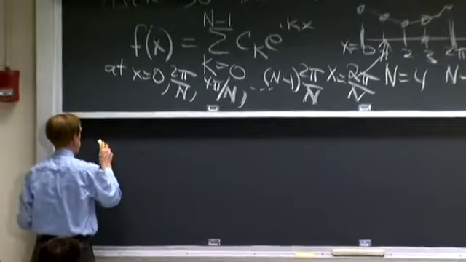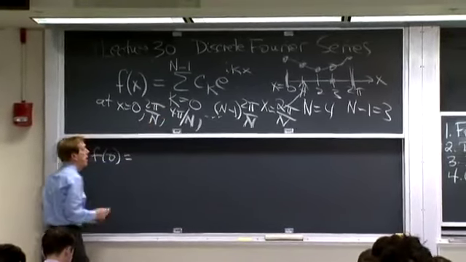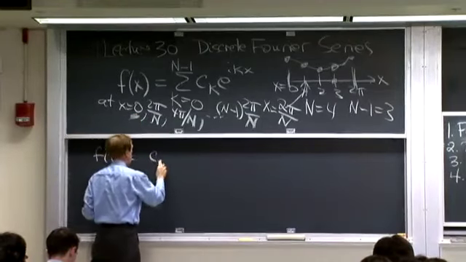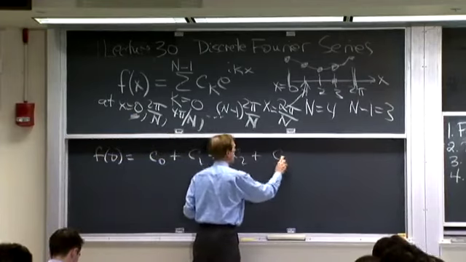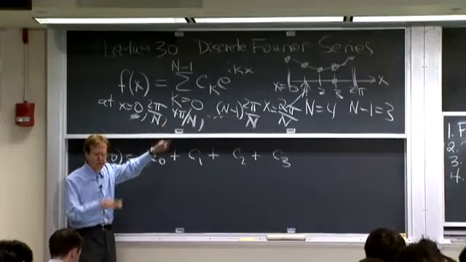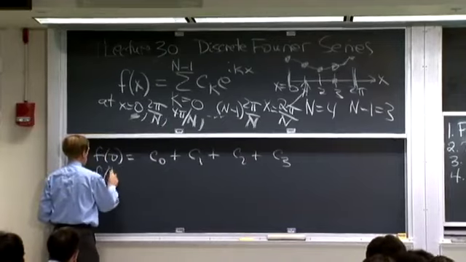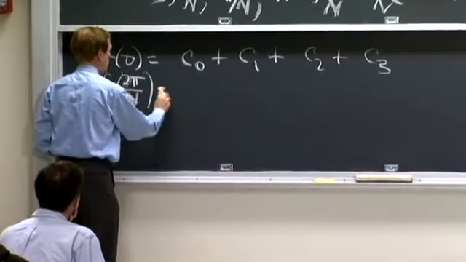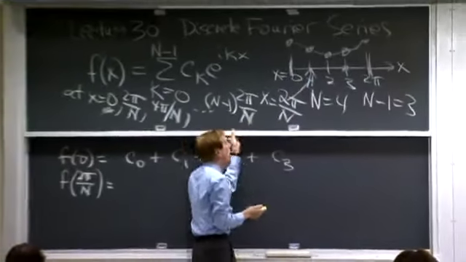Writing out all 4 equations, f at 0 is going to match the right side at 0 because 0 is one of my points. So I get C0 plus C1 plus C2 plus C3. Well, at x equals 0, right? All the e to these whatevers were 1. Now, at the next x, 2 pi over n, now I'm matching the series with a function at that value there, 2 pi over n.